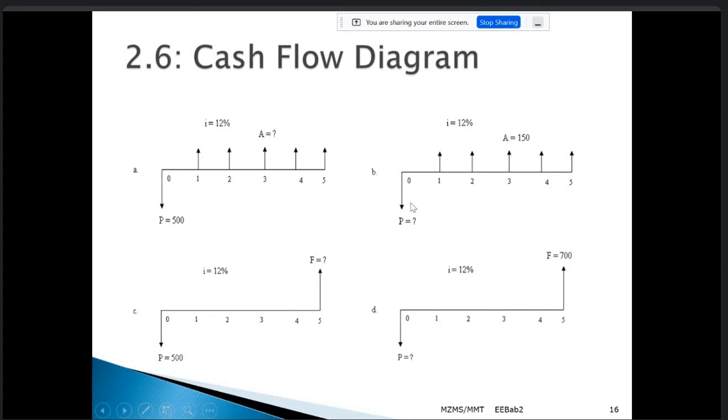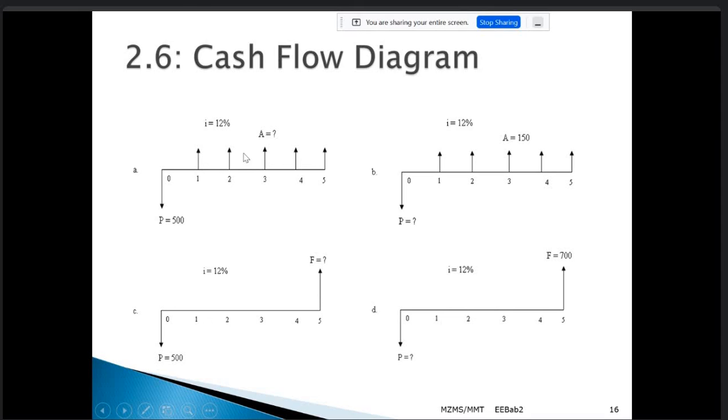Okay, similar with this. Sometimes they ask you, okay, if let's say every year you want to get 150, and your growth rate is 12%. How much do you have to invest? Something like that. Or in this case, if you invest 500, how much will you get at the end of 5 years?